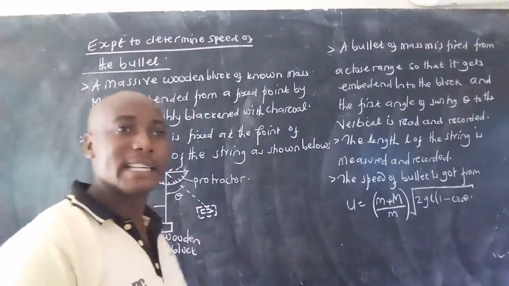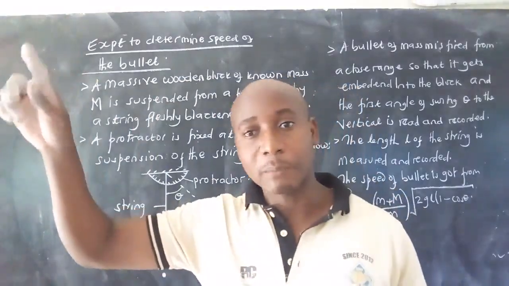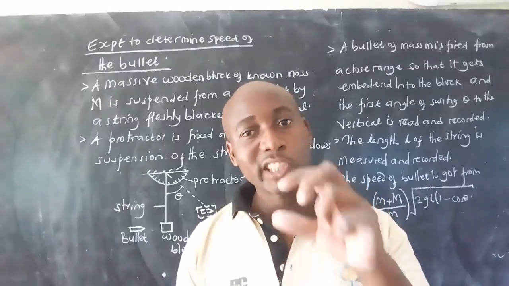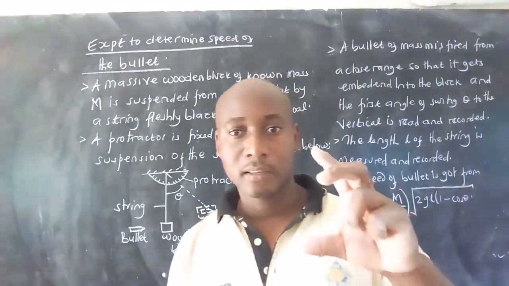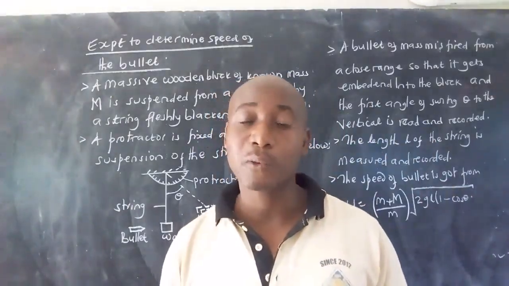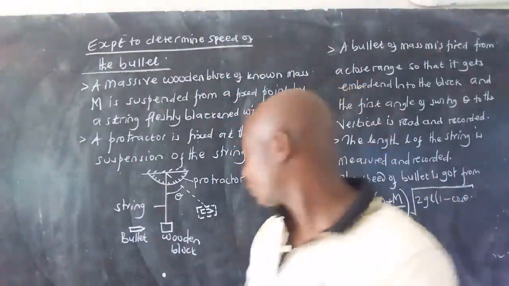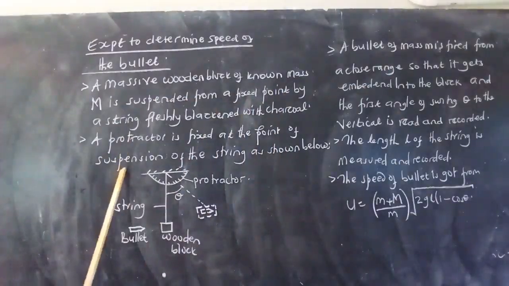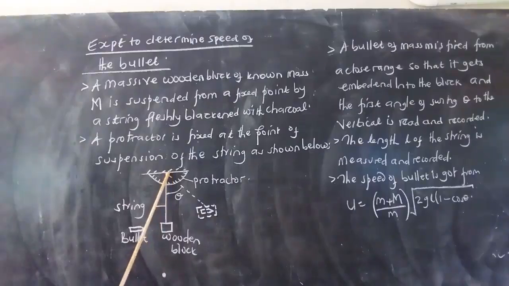Why do we blacken it with charcoal? So that when the string moves along the protractor, it will darken that part of the protractor, and the angle covered by the darkened part will be the angle through which the string moved. So a protractor is fixed at the point of suspension, as shown below, to measure the angle of swing.